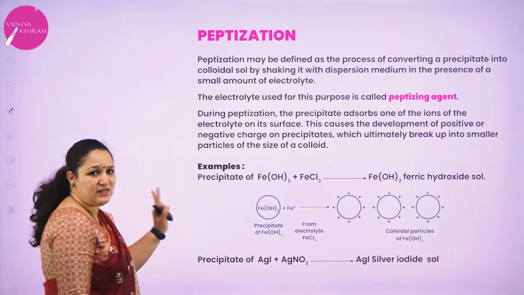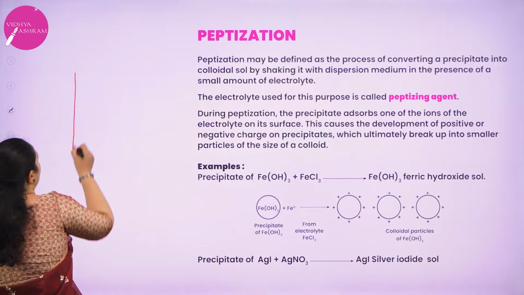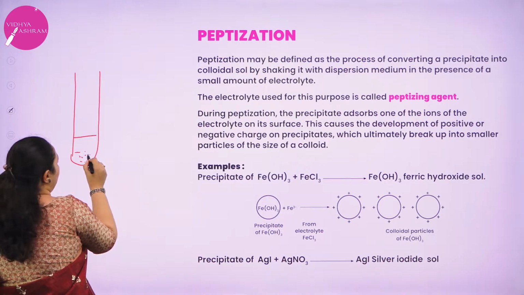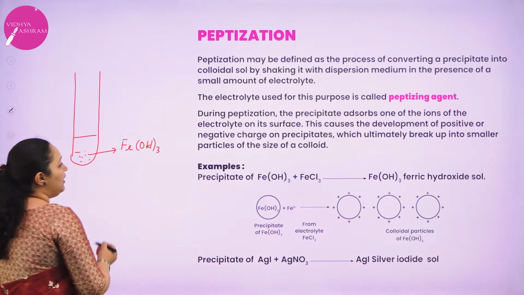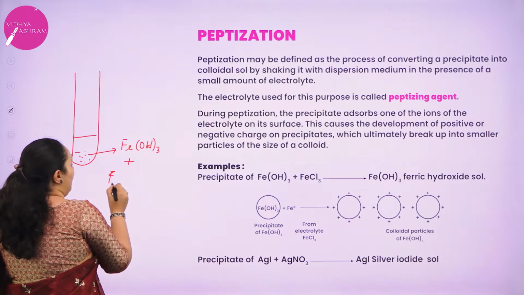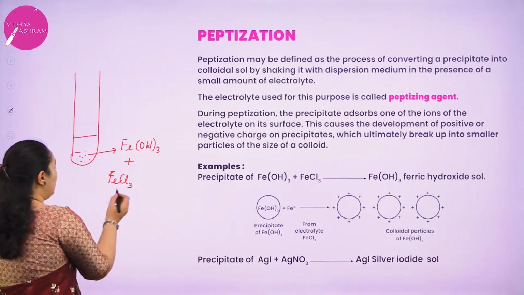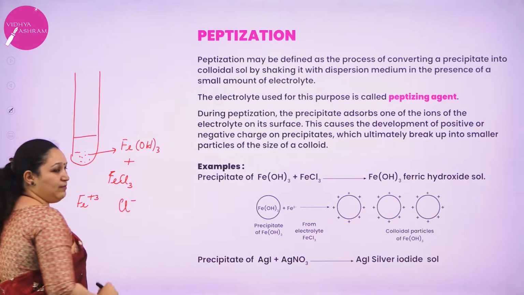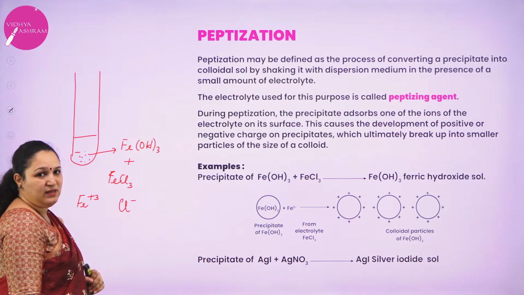Now for understanding this better, I shall take an example. In one test tube I have got some precipitate of ferric hydroxide, Fe(OH)3. To this an electrolyte is added. Ferric chloride electrolyte is added. Ferric chloride has got Fe3+ ions and Cl- ions, correct?